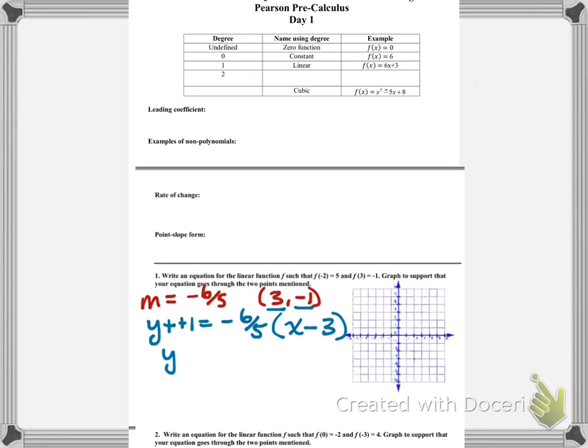That's going to turn into a positive, so I have y plus 1 equals, here we're going to do the distributive property. So I have negative 6/5 times x, which gives us negative 6/5 x. And then I have negative 6/5 times negative 3. If you remember how fractions work, negative 6/5 times a negative 3, really that's 3 over 1. I'll just do the quick work over here. If we multiply that out, that gets us positive 18 over 5.